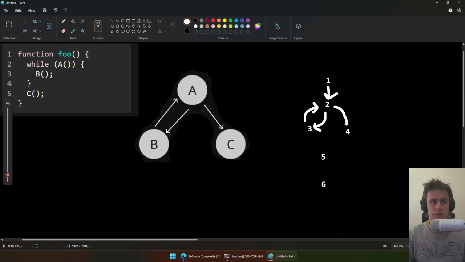And at some point, 2 jumps straight to 4 once you don't enter the while loop. And then this comes down here, and then this comes down here, like that. Now, this is a wildly different representation of the same thing.